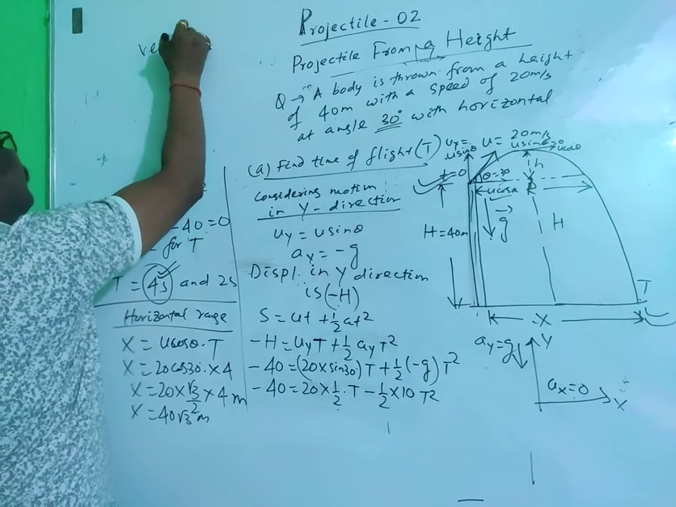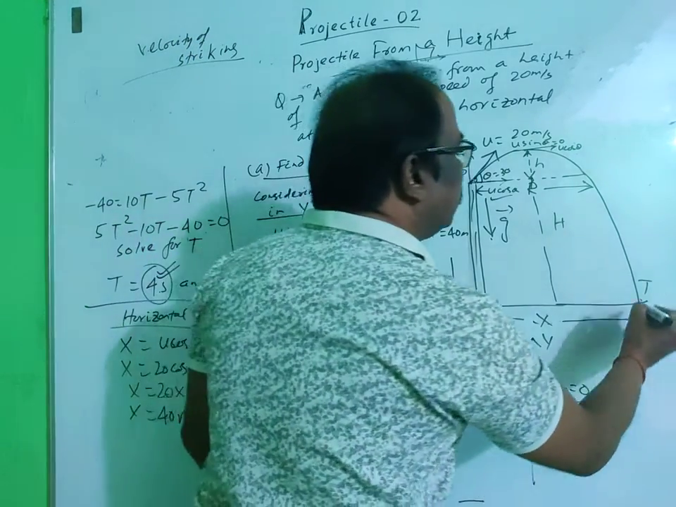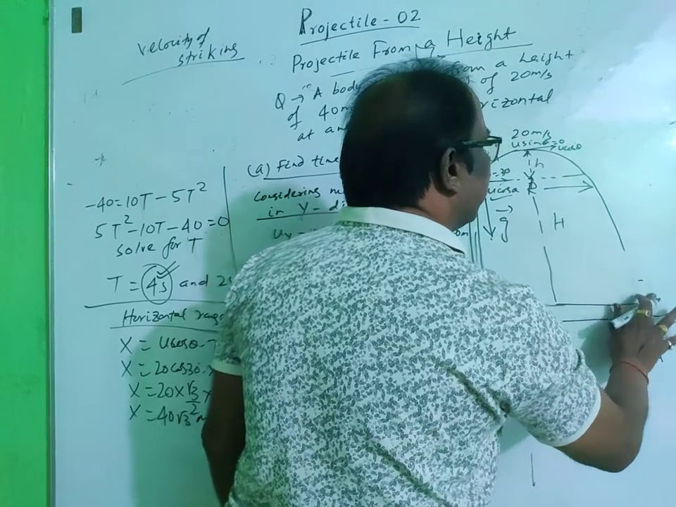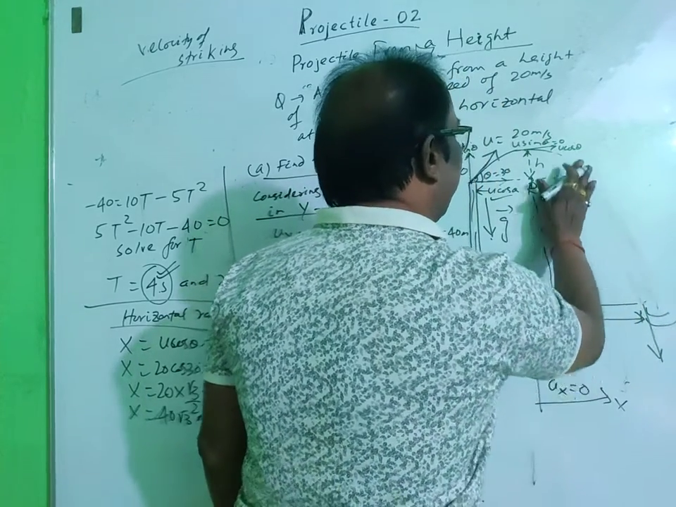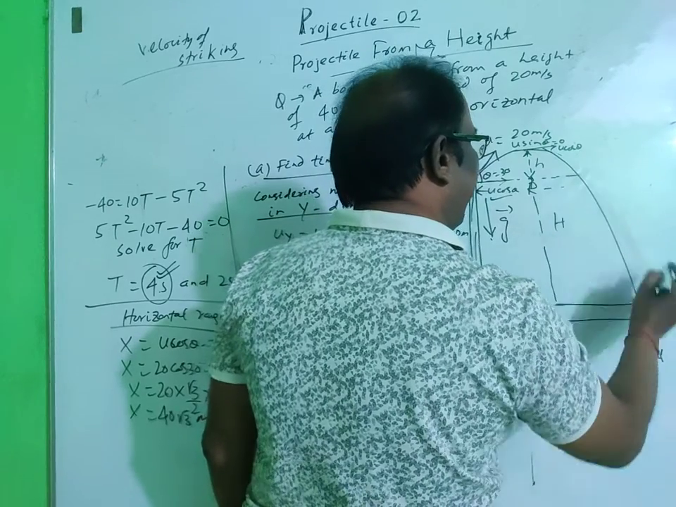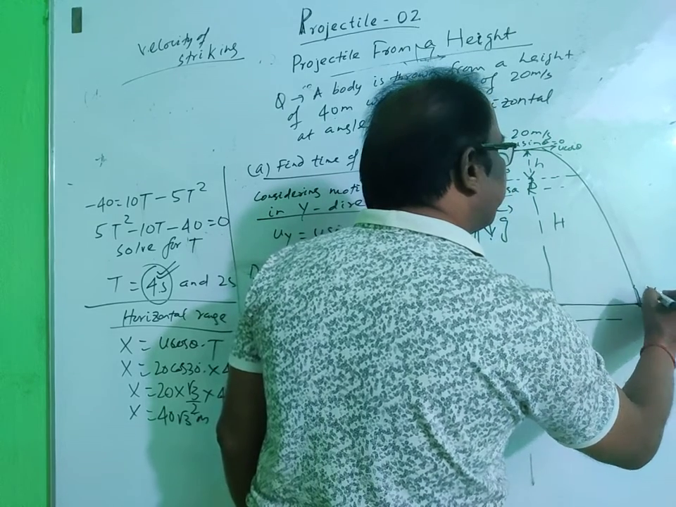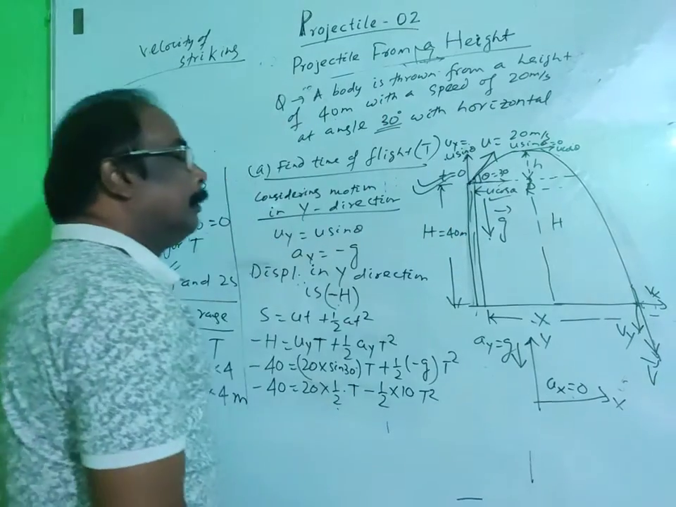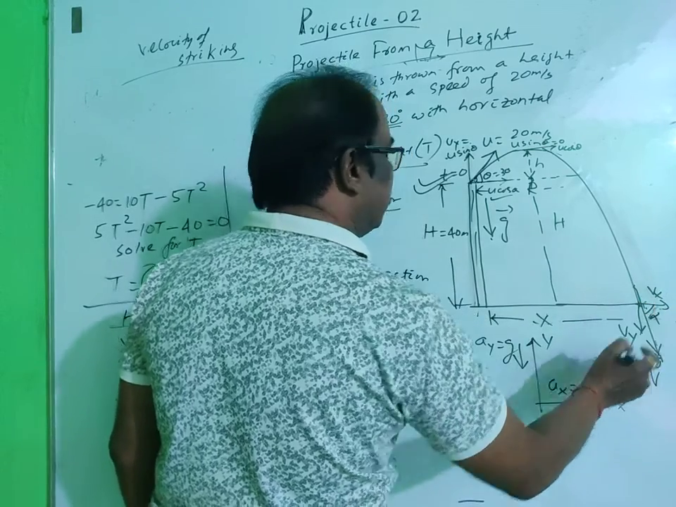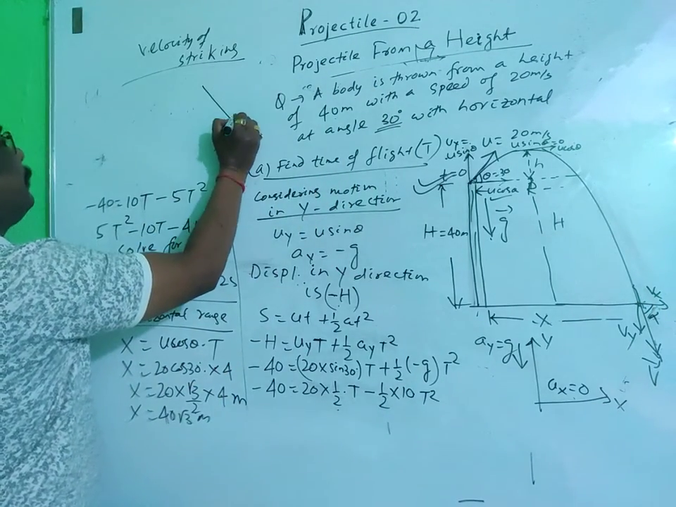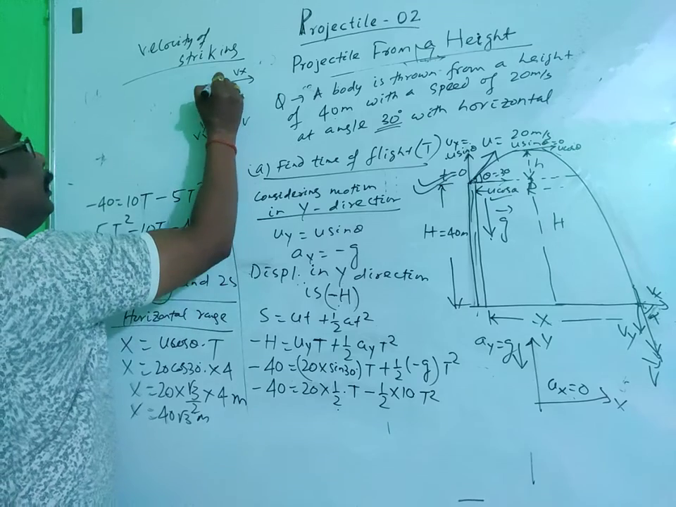Also it may be asked the velocity of striking, or final velocity with which it strikes the ground. You may take here, this is the velocity of striking. Take it as v. Along this vx, along this vy. And with the x axis, let the angle be theta or alpha, whatever you may take. It strikes with a velocity v. Horizontal component is vx, vertical component is vy, and the angle is alpha or theta.